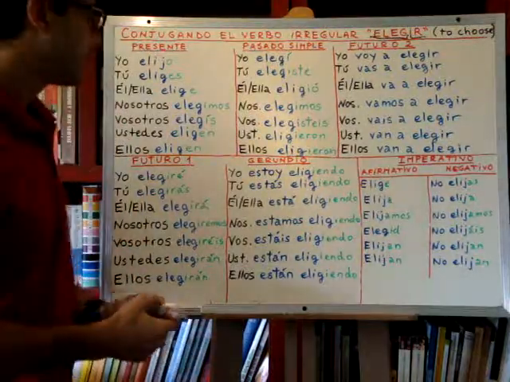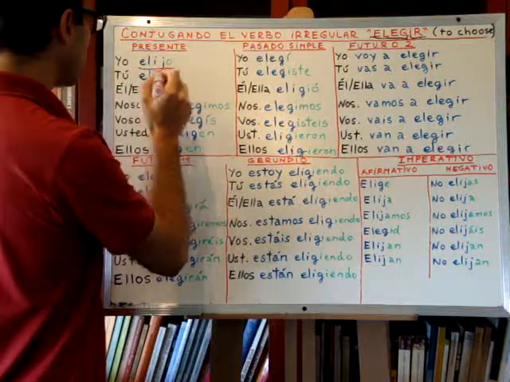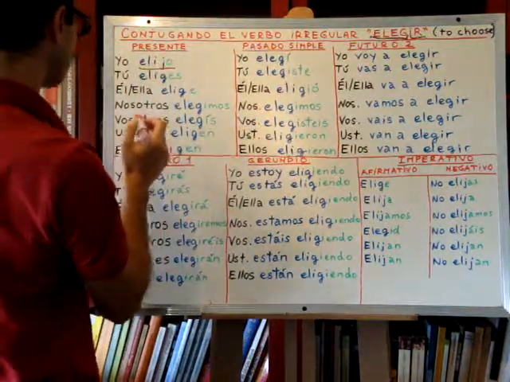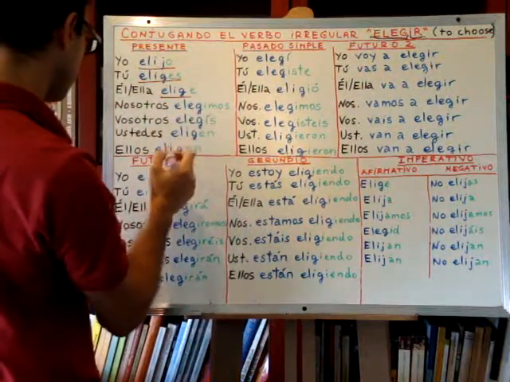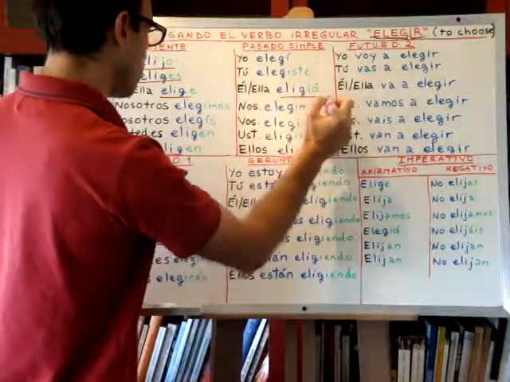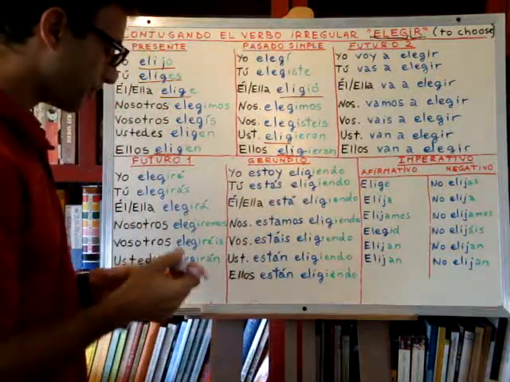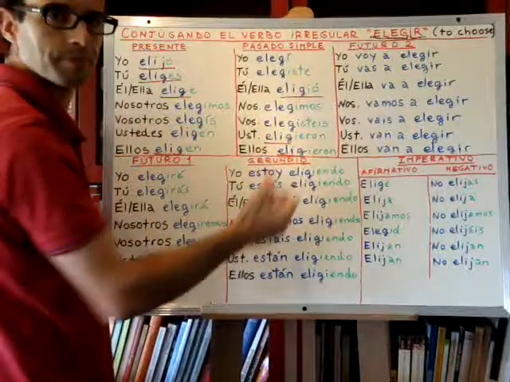Let me mark here where we have an irregularity. Here we have irregularity because eleg changed for elige. Here as well. Irregular. And here. Okay? Eleg, this is irregular, irregular, and irregular. Okay? Here we can see that the root of the verb has changed.